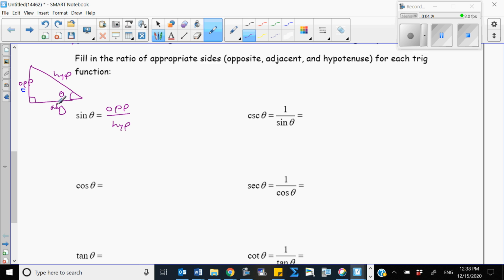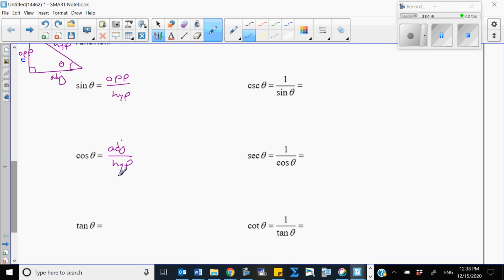So if I want to find sine of this angle, I take the length of the opposite side and divide that by the length of the hypotenuse. For cosine, I take the adjacent side and divide that by the length of the hypotenuse. So that gives me cosine of theta. Tangent, you take the opposite side, divide by the adjacent side. So these are the rules for sine, cosine, and tangent. This is how these functions relate the angle measure to the sides.